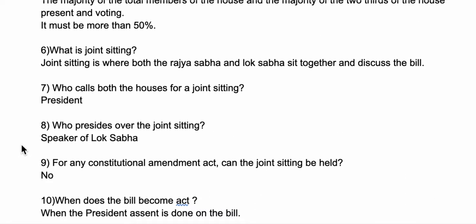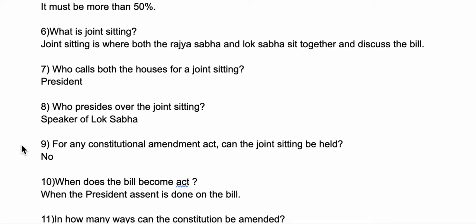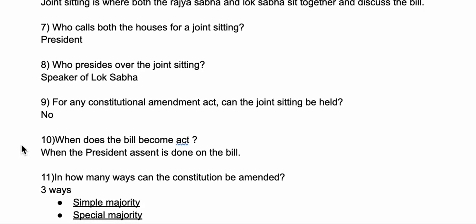Sixth question, what is joint sitting? So, joint sitting is where both Rajya Sabha and Lok Sabha sit together and discuss the bill. Seventh question, who calls both the houses for a joint sitting? It is the President. Eighth question, who presides over the joint sitting? It is the Speaker of Lok Sabha. Ninth question, for any constitutional amendment act, can the joint sitting be held? No. 10th question, when does the bill become an act? When the President's assent is given on the bill, then that bill becomes an act.